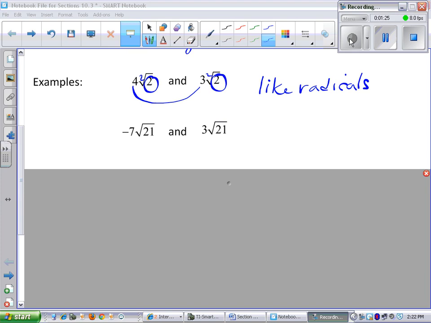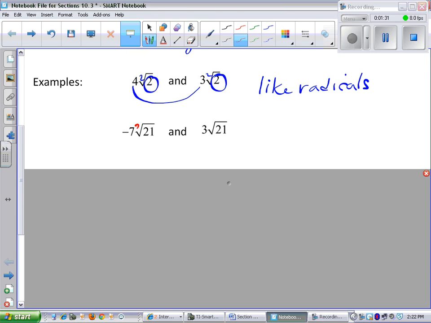Negative the square root of 21 and 3 square roots of 21. Again, these have the same index. They're both square roots. They have the same radicand, the same number under the radical, and only the coefficients differ.